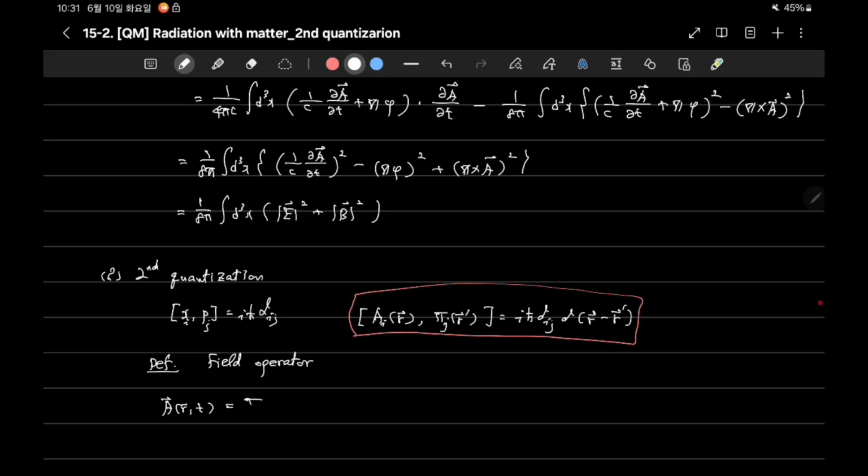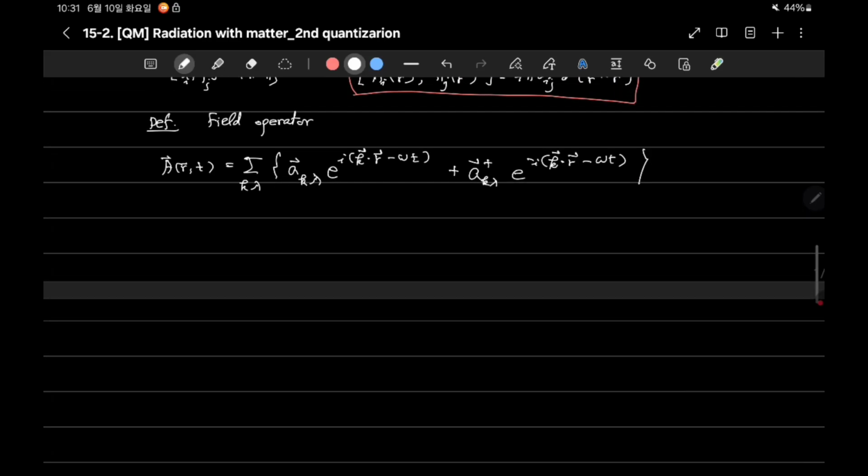Then a summation over momentum and polarization, with a creation operator and an annihilation operator. That was already introduced from the harmonic oscillator, with the exponential i(k dot r minus omega t), plus the complex conjugate, a_k lambda dagger times the exponential minus i(k dot r minus omega t). Here we define that as the field operator.